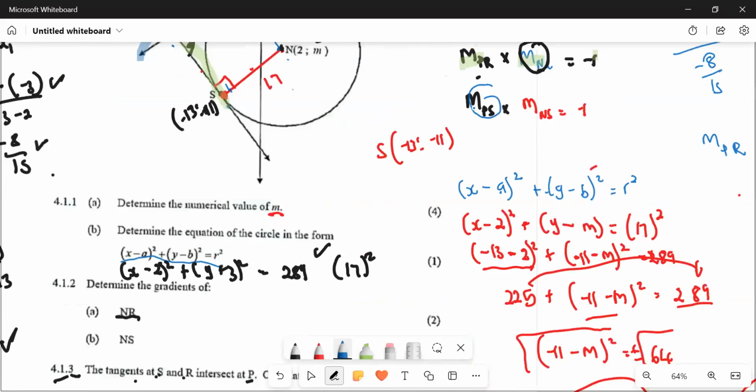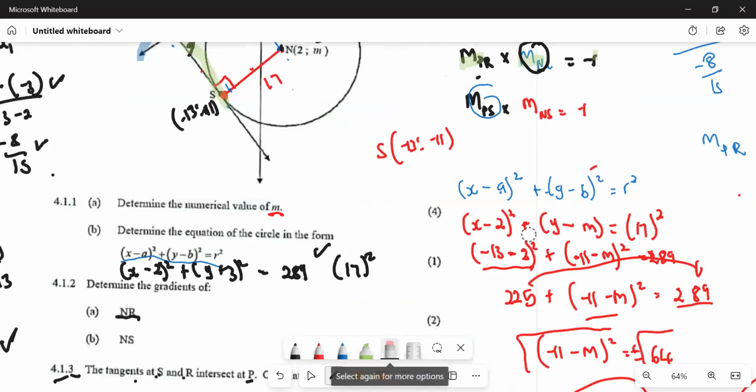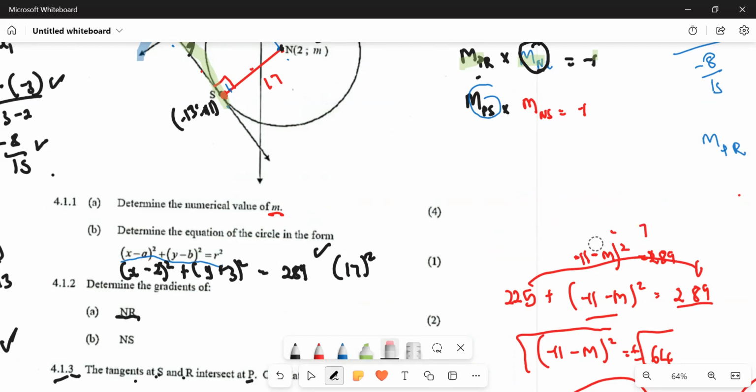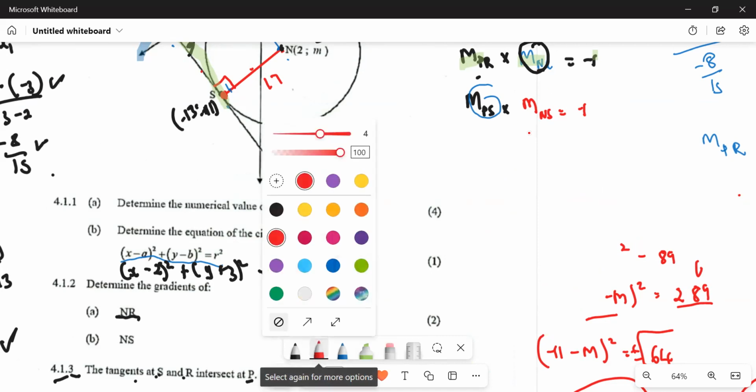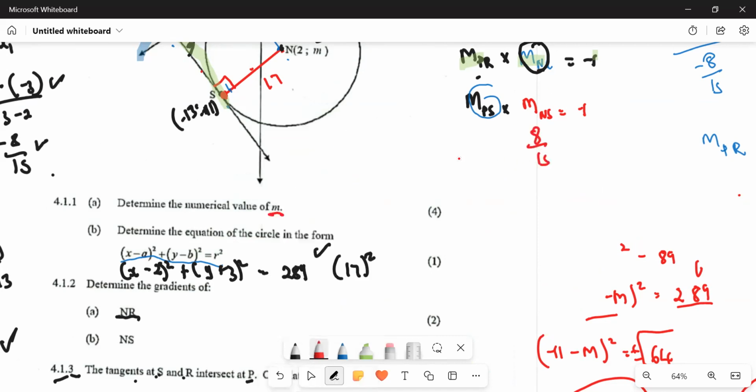How to get the M of PS? I could already have this, no? But now what is M of NS? It's 8 all over 15 again. So if this is 8 all over 15, we'll come and tell them, okay, but this one here, it's 8 all over 15. And then now we're looking for M of PS, which is going to be equal to what? Minus 1. Divide by 8 all over 15. And then you should get something like this. M of PS is going to be equal to minus 15 all over 8. Good for us, okay?